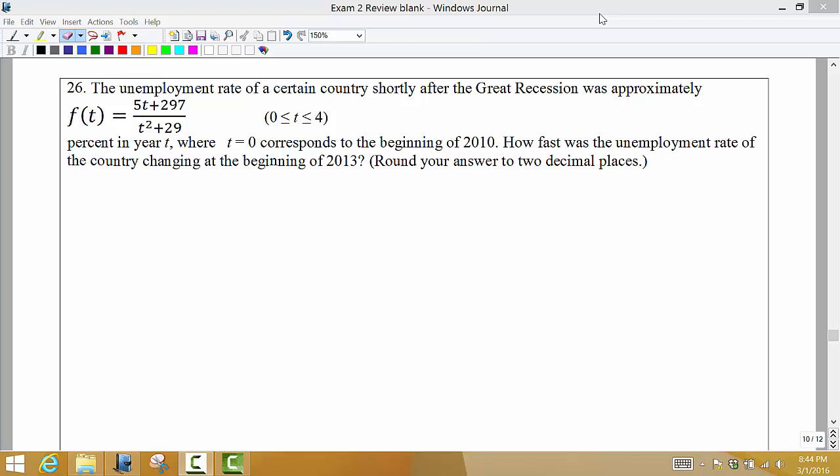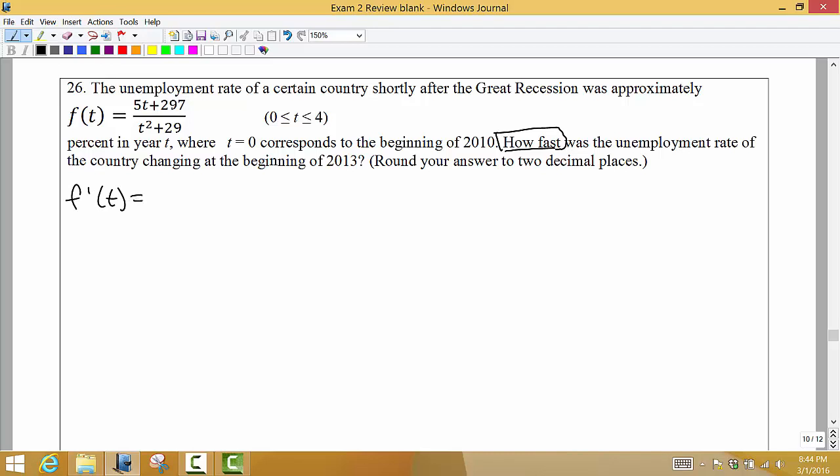Here we're given a function that approximates the unemployment rate of a certain country, and the employment rate is given in a percentage, and t represents the number of years. T equals 0 corresponds to the beginning of 2010. So we're looking for how fast the unemployment rate was changing, and we're also looking at a specific year, the beginning of 2013. So we know how fast is talking about rate of change, and rate of change implies derivative. So I'm going to take the derivative of my given function.